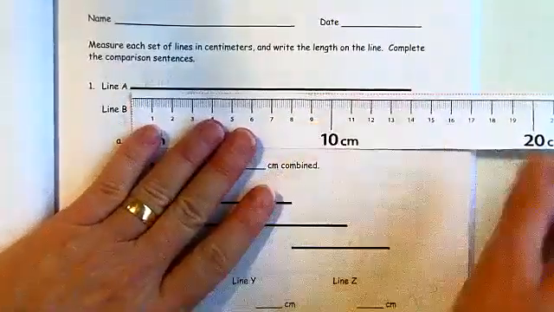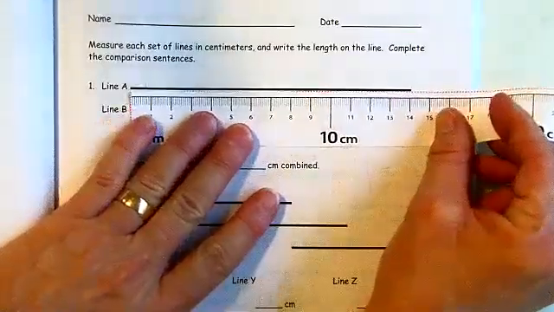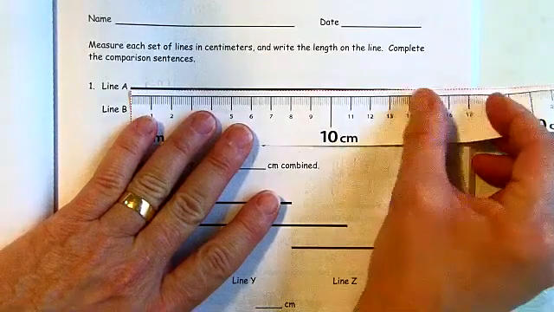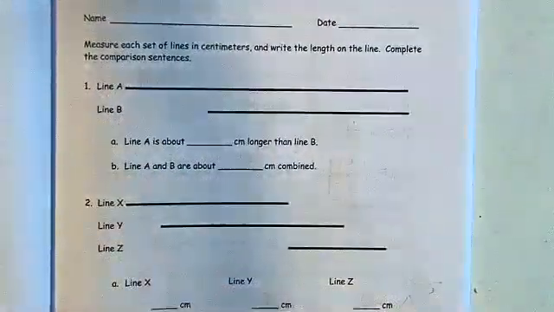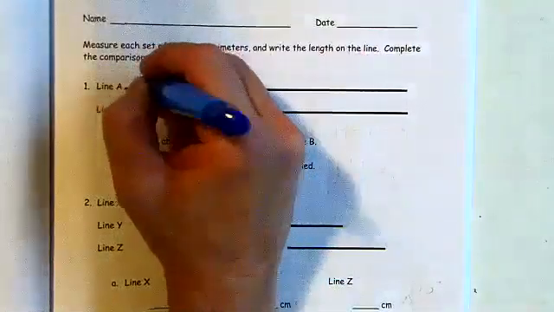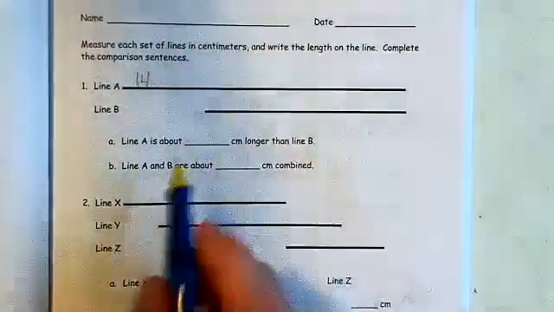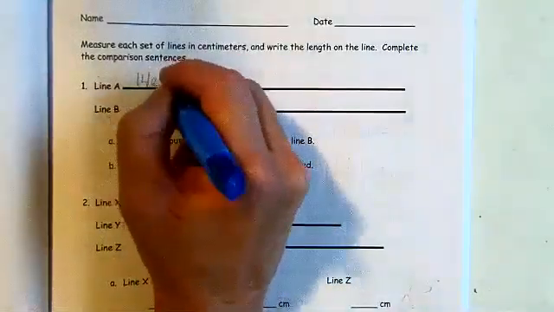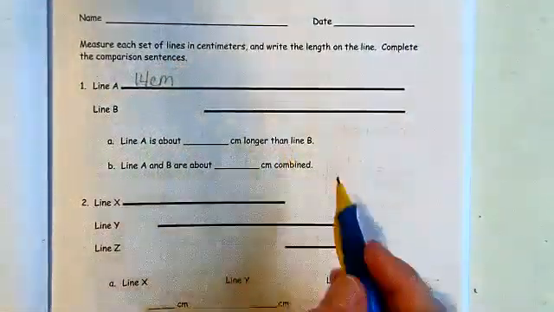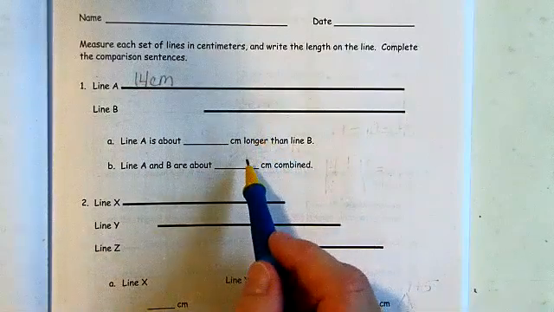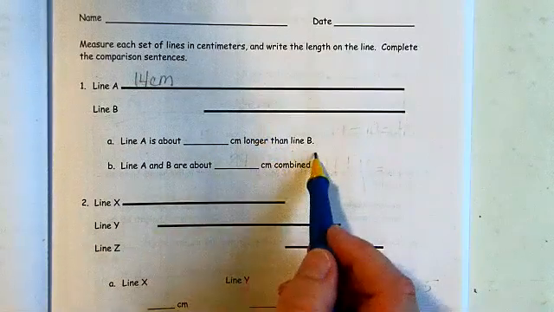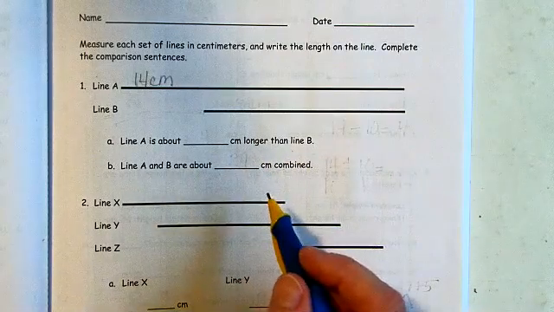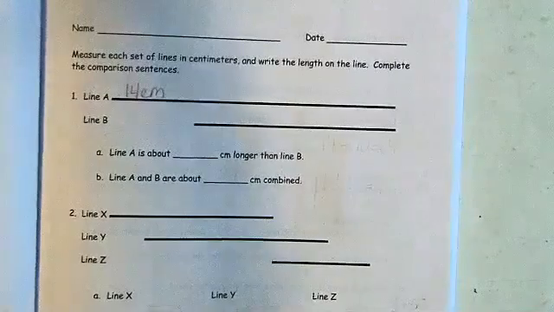I'm going to just use my meter strip to measure line A. Now, line A is 14 centimeters. I'm going to just write that up there because these don't ask me how long the lines are. These ask me how much longer line A is than line B and how many they are combined. So it doesn't ever ask me to tell you exactly how long.